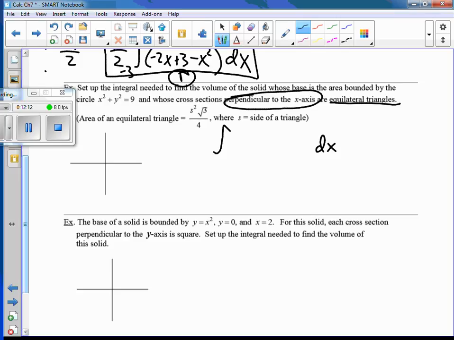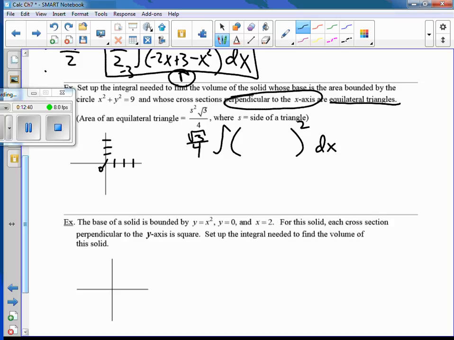Fortunately they gave you the area of an equilateral triangle. The area is root 3 over 4 times the side squared, so I'm going to plug that in. We don't exactly know what the side of the equilateral triangle is just yet, so I'm just going to put that in parentheses and put the square outside. Now all we have to do is find the boundaries and then find out what goes inside this parenthesis squared. Now x squared plus y squared equals 9 is a circle with radius 3.